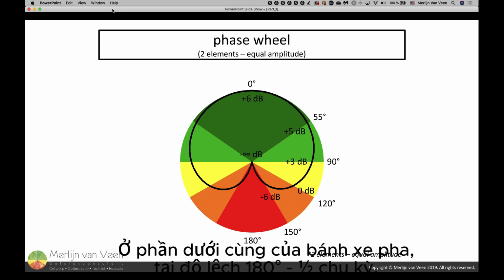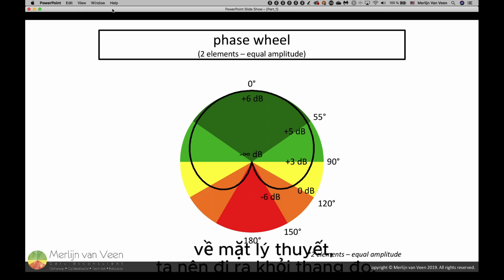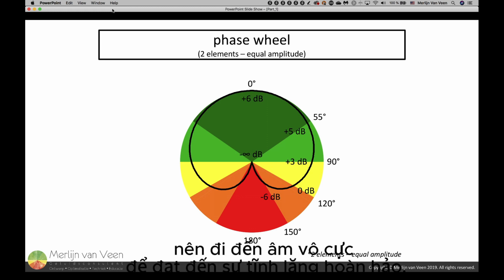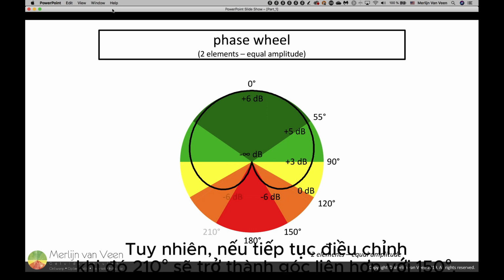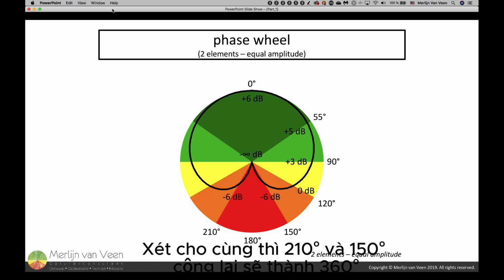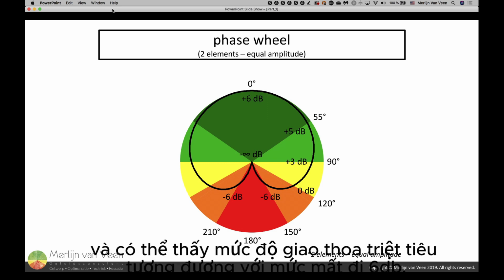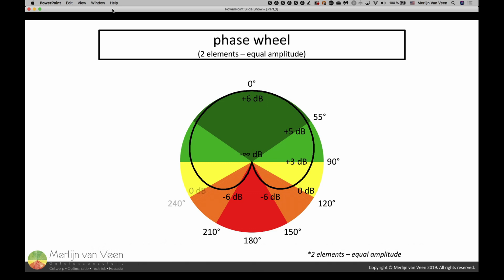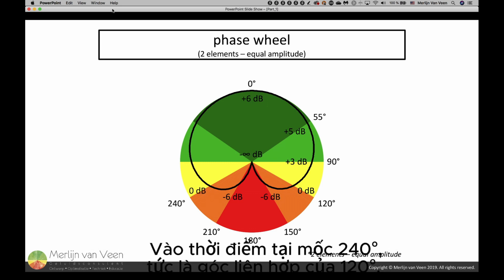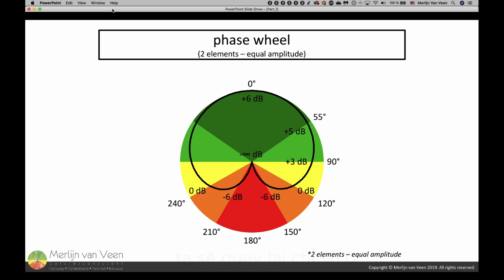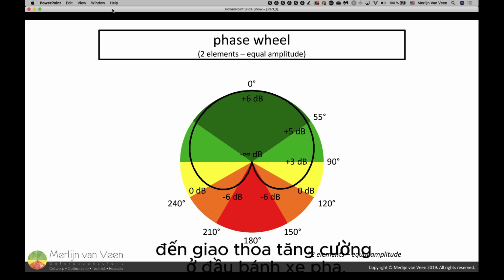At the bottom of the phase wheel, we are at 180 degree offset, half a cycle, and now in theory we should go off the scale, all the way to minus infinity, to perfect silence. However, if we continue our journey, then 210 becomes the conjugate angle of 150 degrees. After all, 210 and 150 together sum up to 360, so we see the same amount of destructive interference, a 6 dB loss. By the time we hit 240, which is the conjugate angle of 120, we're back at 0. So now the scales start to tip once more from destructive interference at the bottom of the phase wheel to constructive interference at the top of the phase wheel.